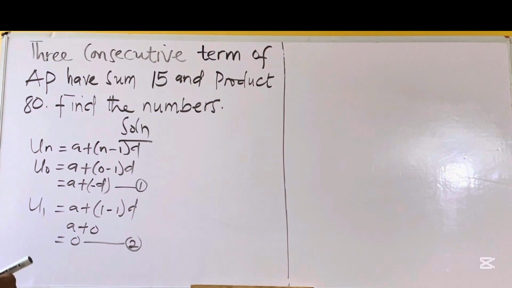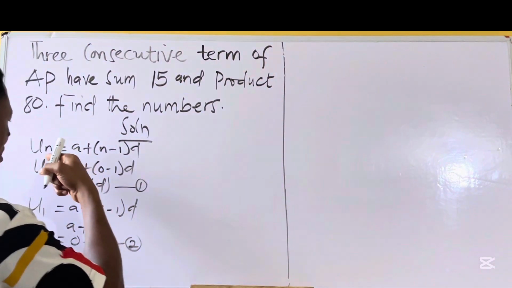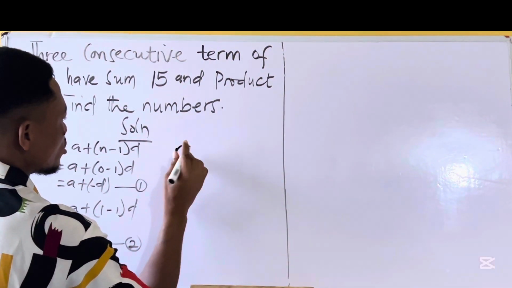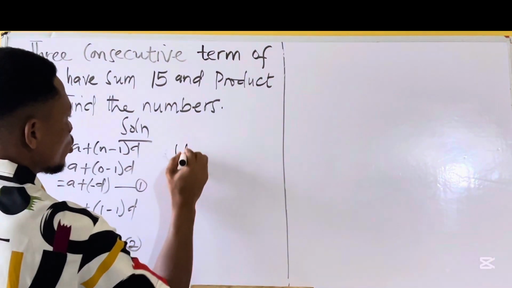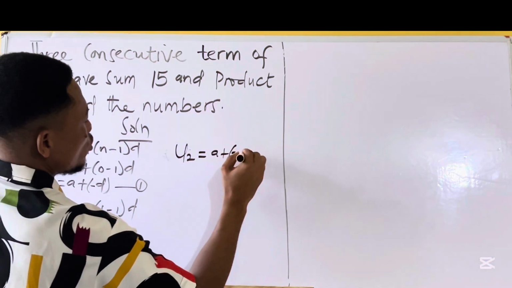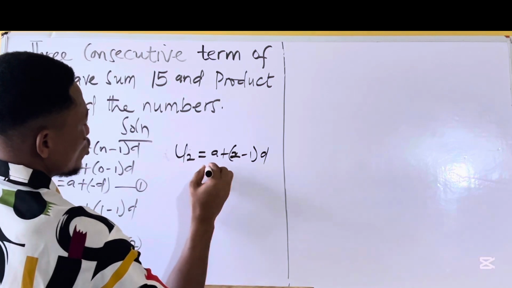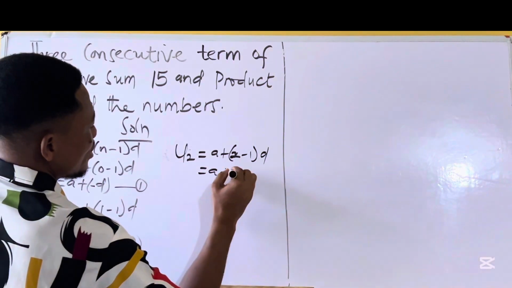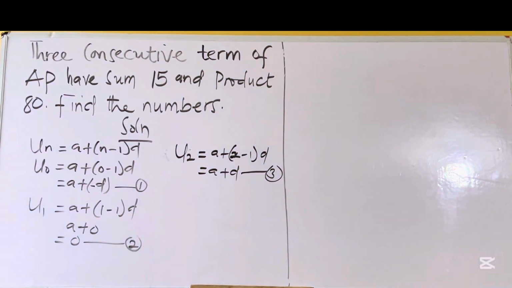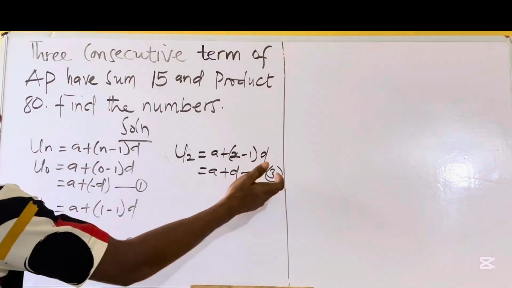Now let's continue and make n here to be 2. So u2 is a plus 2 minus 1 d. So we have a plus d. This is our third term. So we're able to have all the 3 terms. This is the first, this is the second, this is the third one.